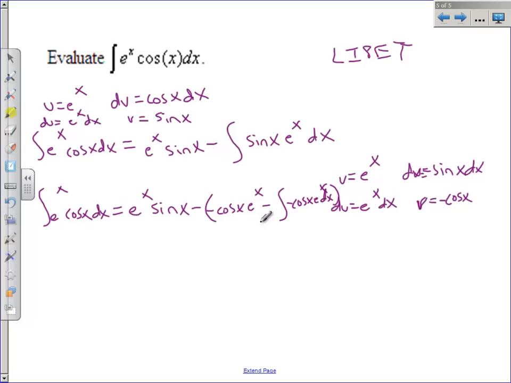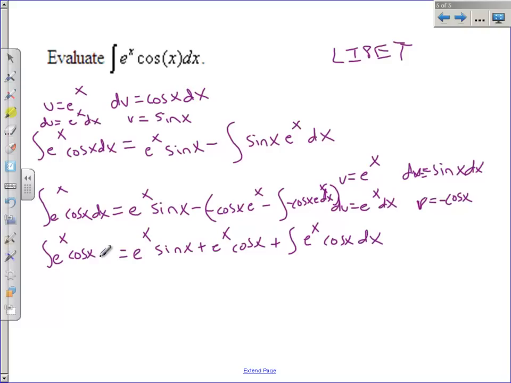Sorry, that's getting so messy there. Let's clean up some negatives. E to the x sine x plus e to the x cosine x plus the integral of e to the x cosine x. Are you kidding me? Look what I have in this integral. I am right back where I started. So it looks like I'm going to be going in circles. But notice that I have an equation here that is a true statement. E to the x cosine x dx was my original problem, right?